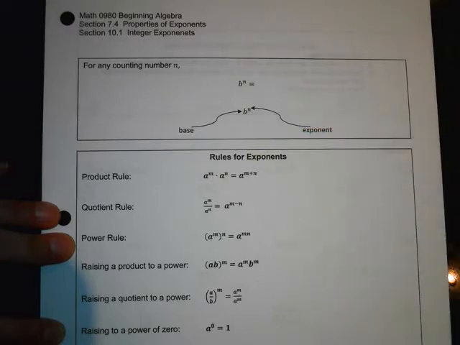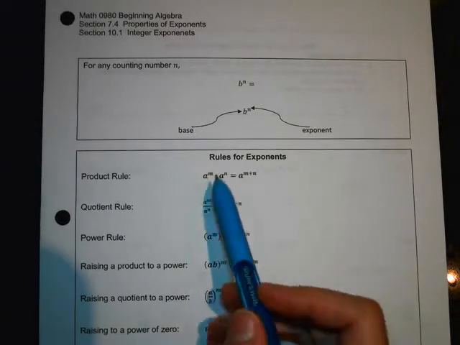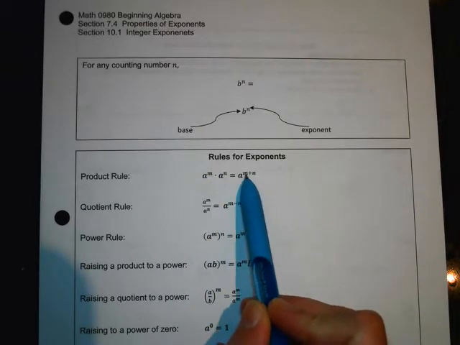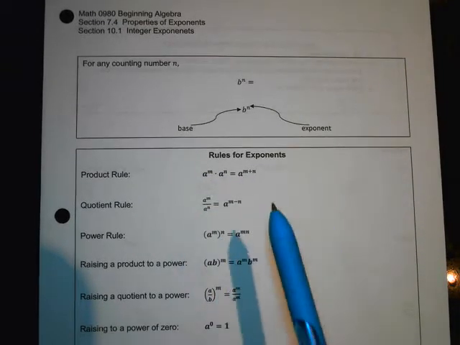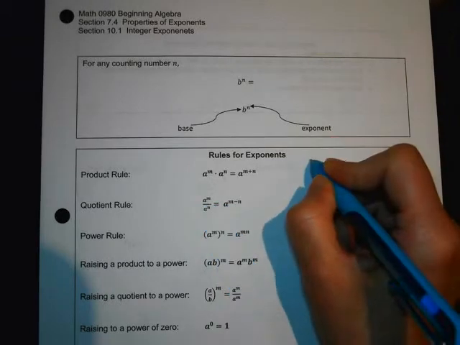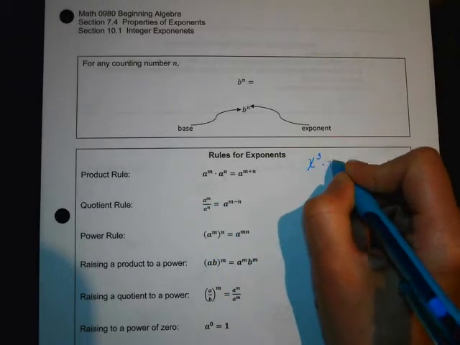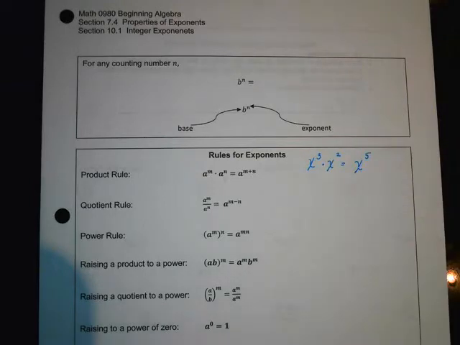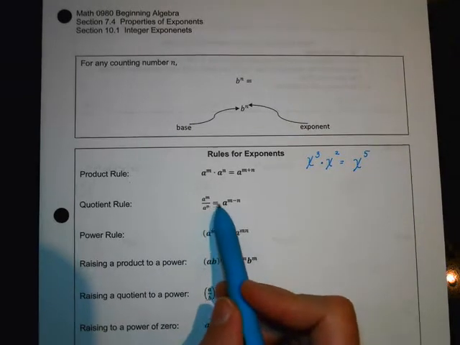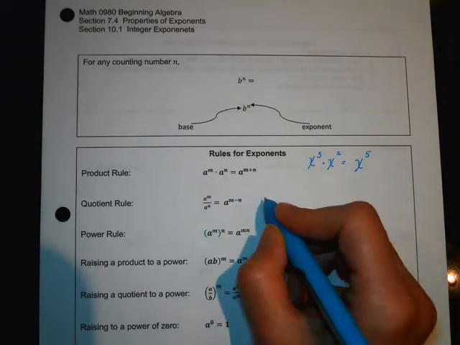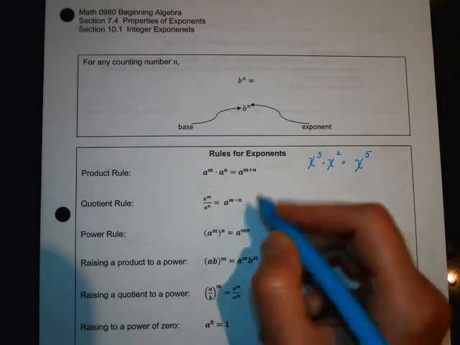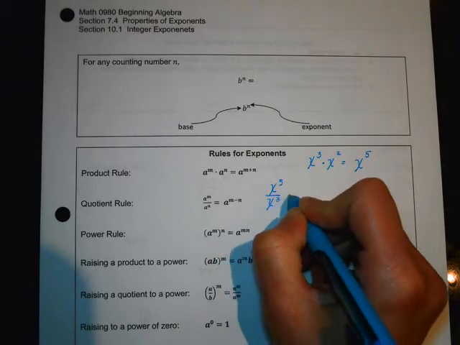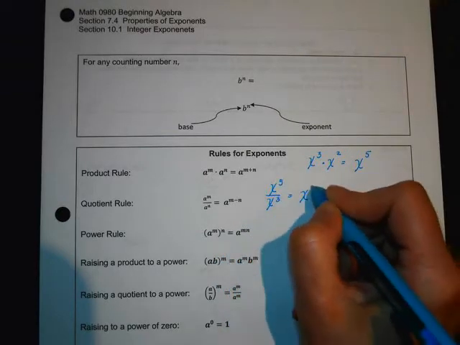So if you're multiplying like bases, we've talked about this, you keep the base and you add the powers. So here, let me give you an example. x cubed times x squared, you see how the bases are the same? You keep the base and just add the powers. When you're dividing like bases, you keep the base and you subtract the powers. So for example, x to the 5th over x cubed, you keep the base and then you subtract the powers. Numerator minus denominator. All right?